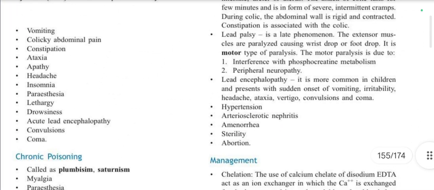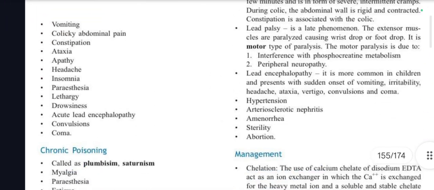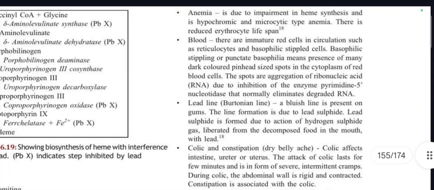Fine. Now they have elaborated the clinical features here. Number 1, anemia. Anemia is due to the impairment in heme synthesis. Obviously, if heme is not synthesized, then hemoglobin would not form. If hemoglobin is not there, then there is a decrease in its concentration, and we all know a decrease in concentration of hemoglobin is called anemia. So anemia is due to the impairment in heme synthesis and is hypochromic and microcytic type of anemia. There is reduced RBC lifespan.